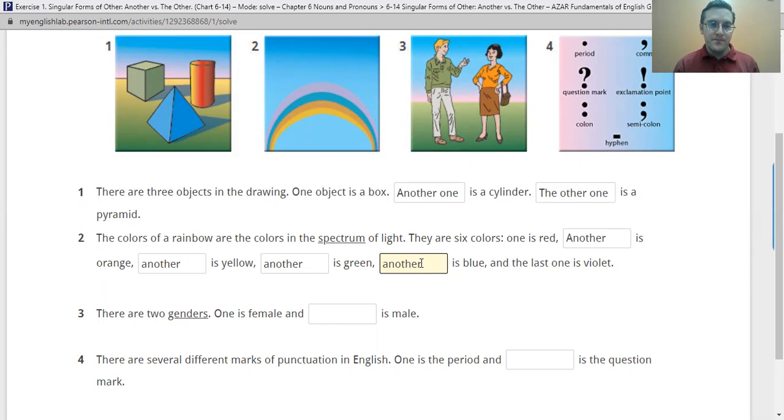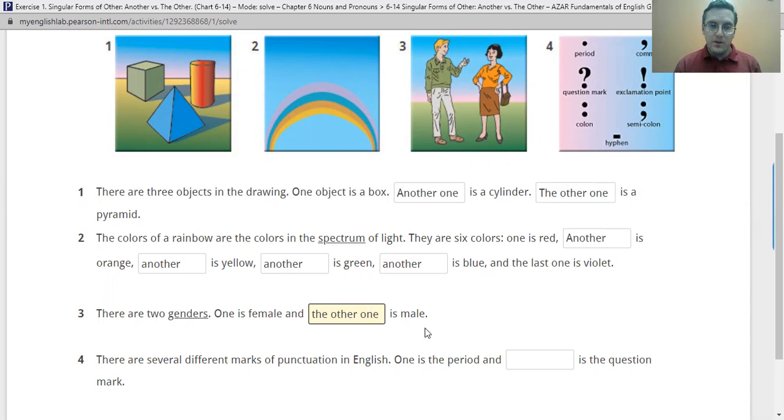Okay, another. Number 3, we have a man and a woman, 2 people. There are 2 genders. One is female, only one left, and the other is male. Or I can say the other one is male. Okay, we only have 2 things, one, the other. One or the other one.